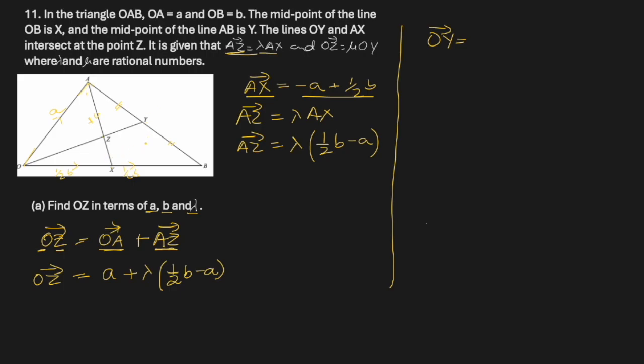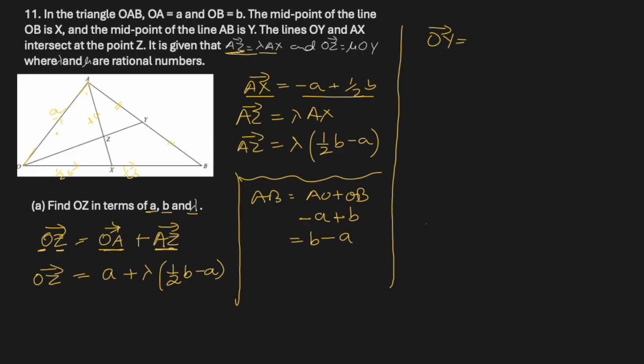Not possible. So let's find AB first and then we can do it. AB will be AO plus OB, right? AO is minus A and OB is B, which is B minus A, right? So AB is B minus A.